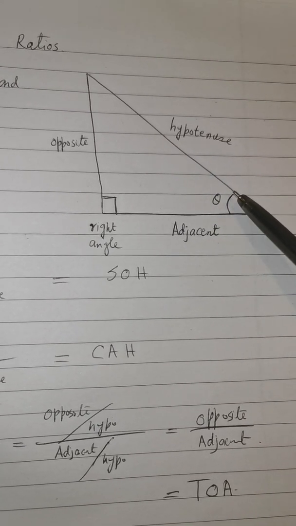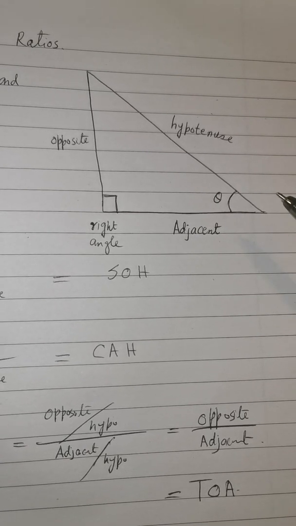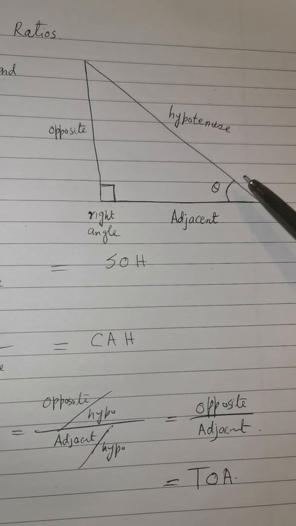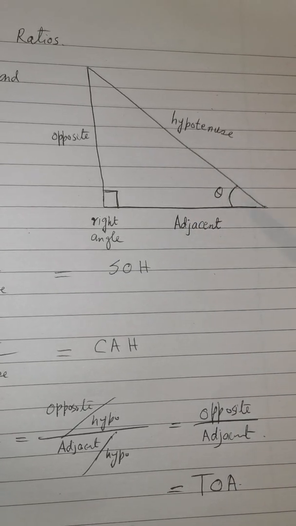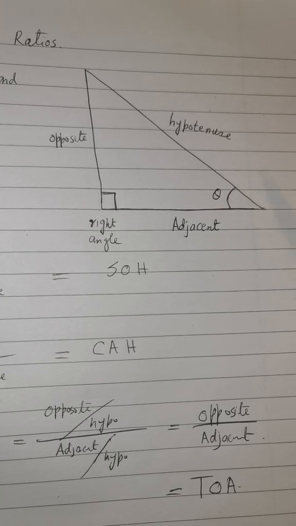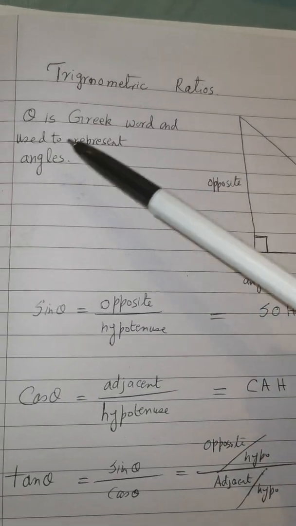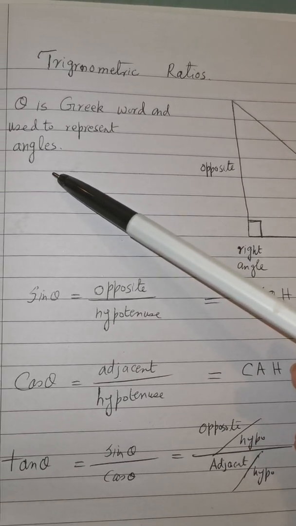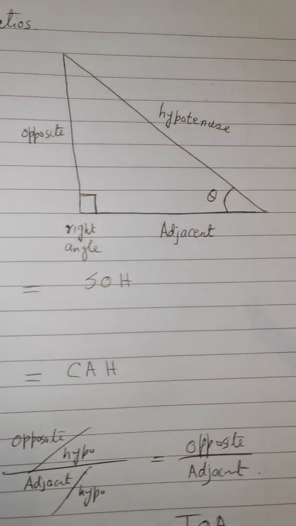And then we have another angle, theta. We have to find this angle or something related to this angle, or maybe this angle is given. By using this angle you can find the other values, whatever value is missing, you can calculate it. I will tell you further. Theta is a Greek letter used to represent angles, right? You have to remember that it is called theta.